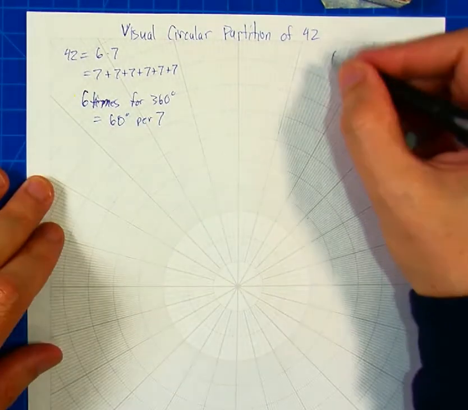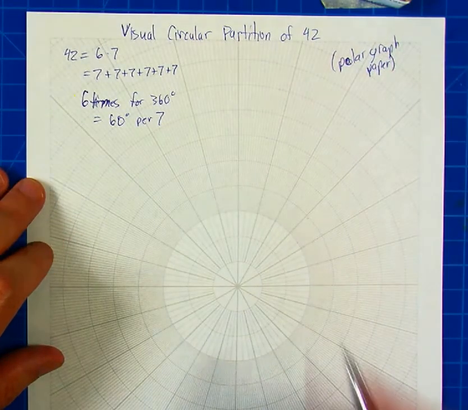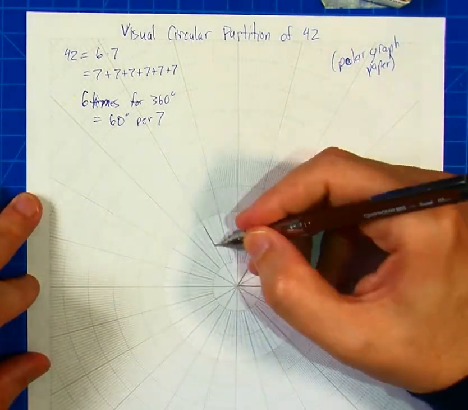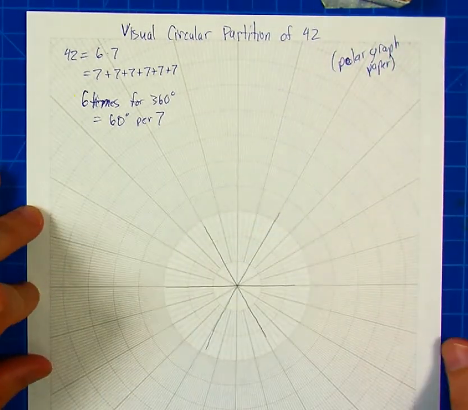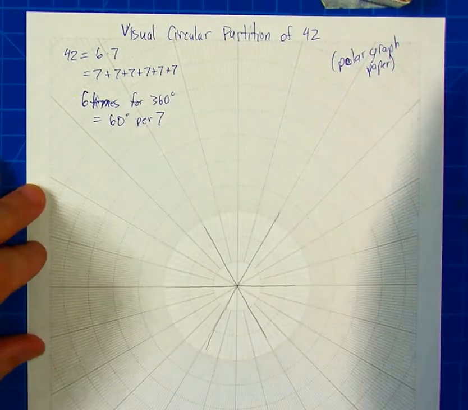Now this is something called polar graph paper. I just print it online, but it's a great way of organizing things into circular shapes so you don't actually have to measure out every degree. So here I've drawn with a light pencil each 60-degree wedge that I'm going to use for each one of these 7s. But I don't want to make the pattern too easy.